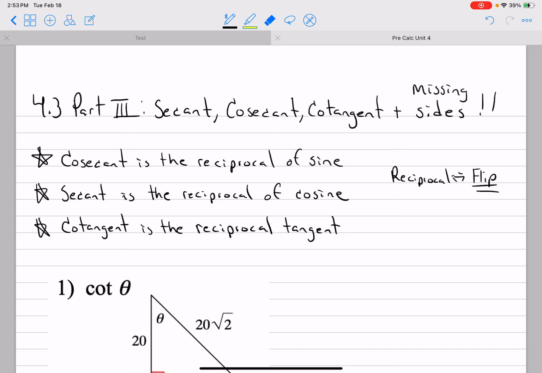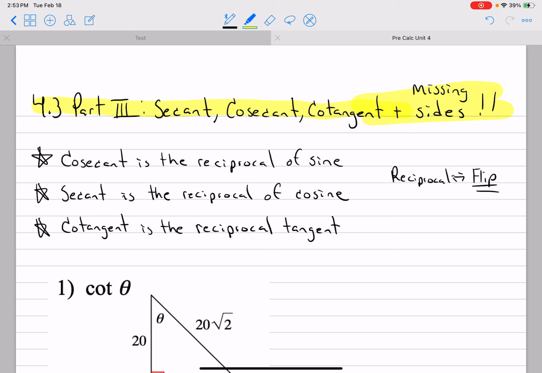Got to give the people what they want. And the people want 4.3, part 3: secant, cosecant, and cotangent, and missing sides. We're about to get all this in right here. But I think y'all are going to do fine. Y'all did really well with the missing angles. Now we're going to holler at these missing sides.